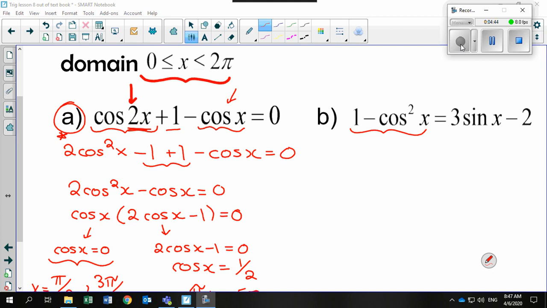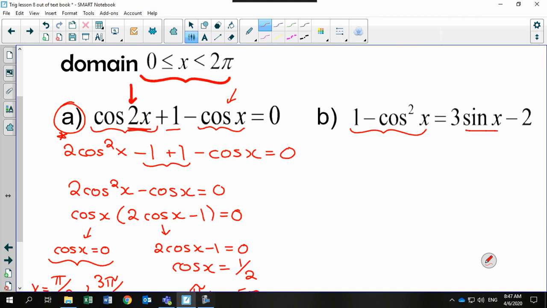1 minus cos squared x equals 3 sine x minus 2. Again, this is the linear one. We cannot get rid of sine x. We can't replace it with anything. So we're going to use our cos squared x plus sine squared x equals 1 Pythagorean identity to help us solve this one.